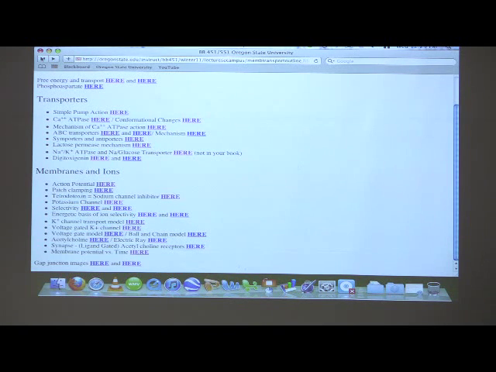Now, is the cell where it needs to be? No. Because now the cell has got all this sodium in there, and it's got all that potassium out there. What's got to happen for the cell to get back to its original state? It's got to reverse that process. It's got to kick all that sodium back out. It's got to bring all that potassium back in. So the next step it does is it closes the gates.